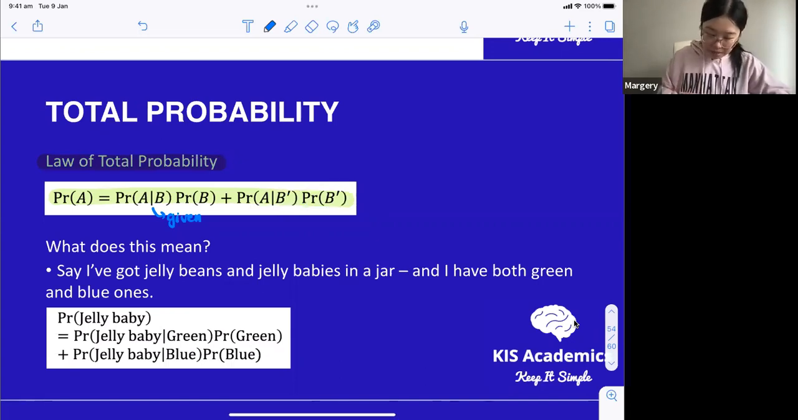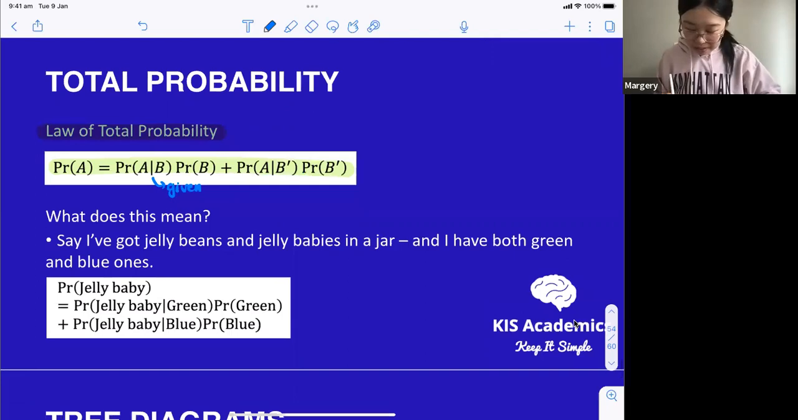So what this actually means is if I've got jelly beans and jelly babies in a jar, and I have both green and blue ones, then the probability of me picking a jelly baby would be the probability of having a jelly baby given it's green multiplied by the probability that we have a green color, plus the probability of my jelly baby given that it's blue multiplied by the probability that we choose something blue. So that's a bit of our total probability.